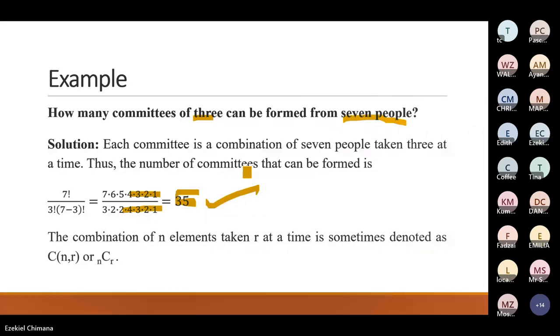That's the total number of combinations that you can come up with. So that's it on combinations. I don't know if there are some questions on combinations. There are questions on combinations.